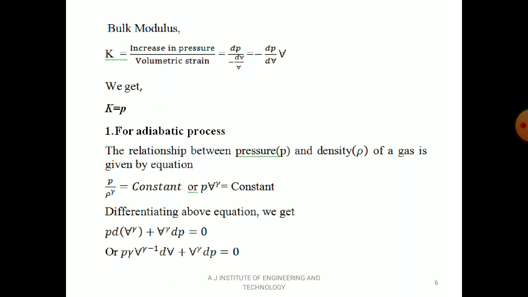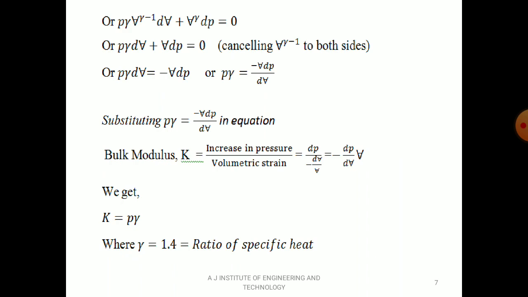Now just rearrange. P into gamma V to the power gamma minus 1 dV plus V to the power gamma dP equal to 0. So now just divide by, or cancel, V to the power gamma minus 1 on both sides. Or you can just divide by V to the power gamma minus 1.